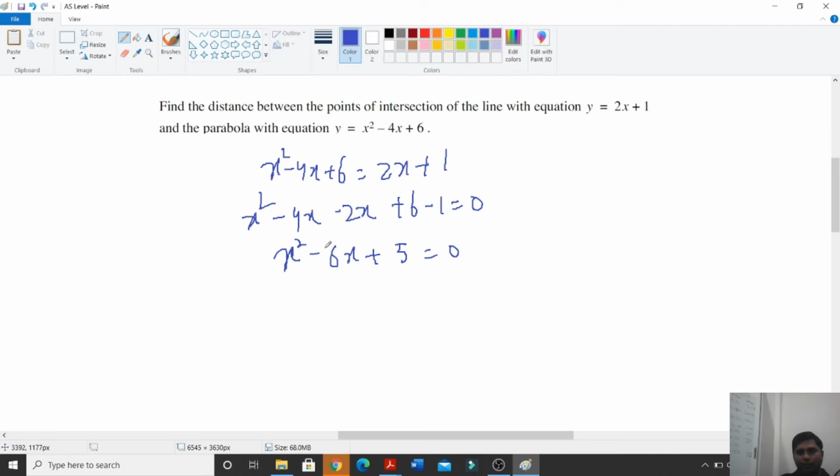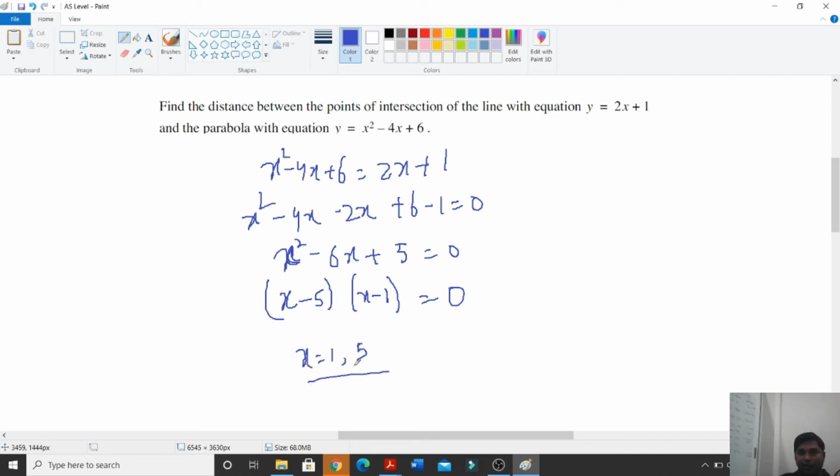Now here you don't have to find the discriminant. You just need to find the intersection points. It means you need to find the values of x and y. So just solve it and get the value of x. If you factorize it, you will get two factors, minus 5 and minus 1. So (x minus 5)(x minus 1) equals 0. So you'll get 2 values, 1 and 5.